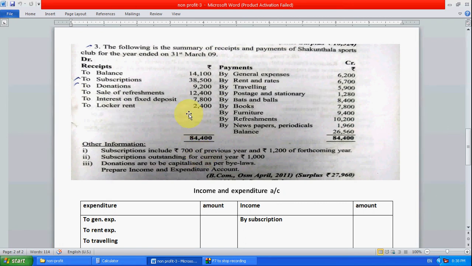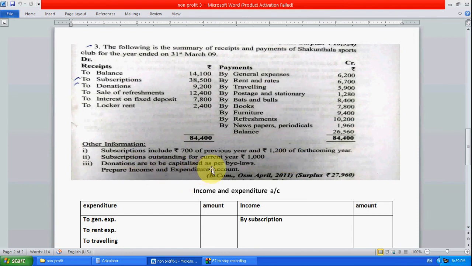At the time of subscription calculation in the income and expenditure account, the receipt side is like a cash book, whatever amount we receive is given here. But in the income and expenditure account only current year transactions will be taken, not last year or future year. Subscription outstanding for the current year is 1,000. Subscription means small donations by the people. So 1,000 is pending, so we have to add these 1,000 and deduct the 700 and 1,200.